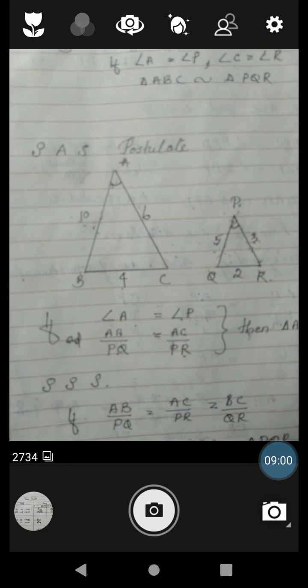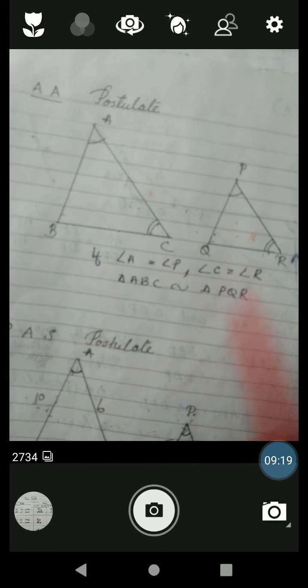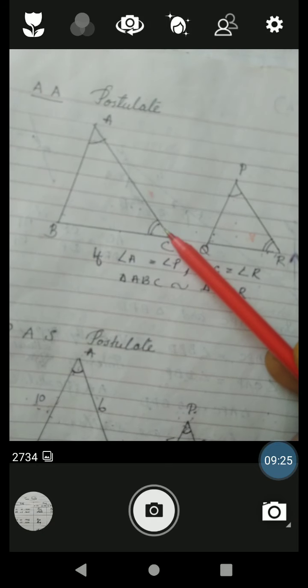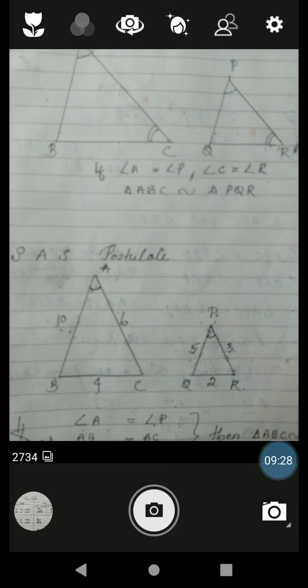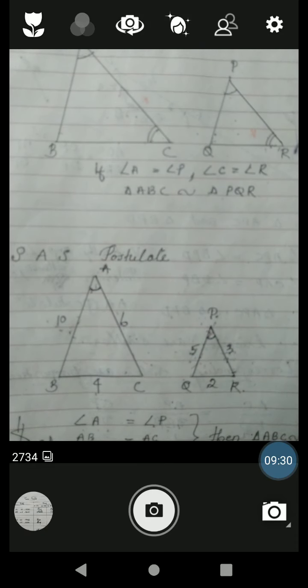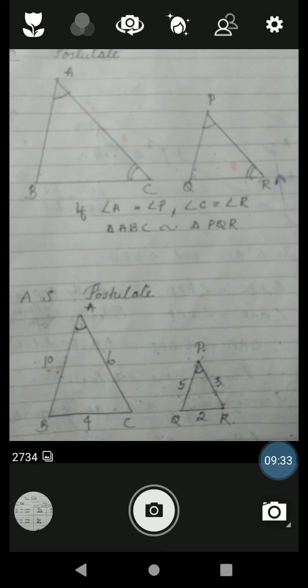Okay, the last one is SSS. That means if two triangles have their 3 pairs of corresponding sides proportional, then the triangles are similar. That is the SSS postulate. We are usually using the AA postulate for the given problems. In some cases we can use SAS. So you have to remember the postulates of similar triangles.